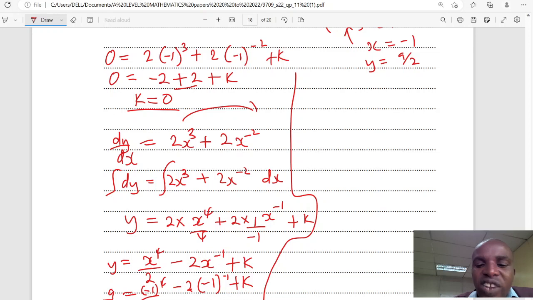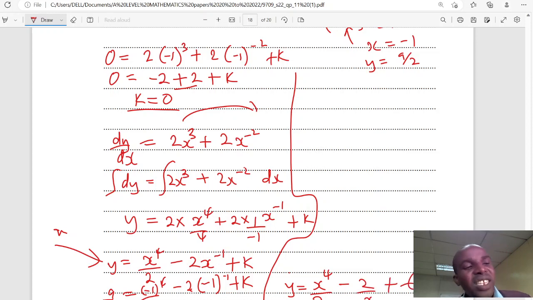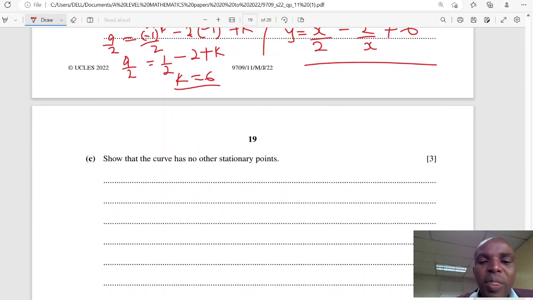So the equation of the curve now, it will be, is this one. This one is the equation of the curve. But you have to replace our k. So it will be y is equal to x to the power 4 over 2 minus 2 over x, then plus 6. This will be the equation of the curve.